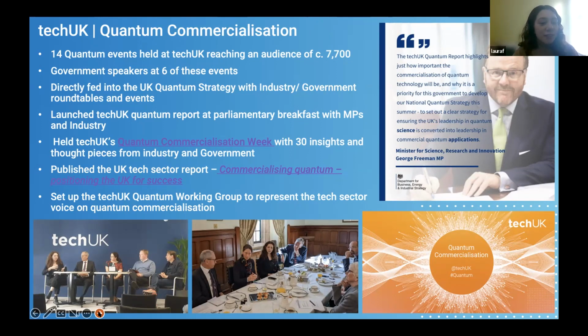We have directly fed into the UK quantum strategy with industry government roundtables, and we have also spoken at a parliamentary breakfast with MPs on what quantum commercialization could be. So if you see that bottom photo with the old-fashioned wood on the walls, I'm sat there next to Roger McKinley, who is the head of the National Quantum Technologies Programme, and there's a couple of industry leaders sat round. I can see someone from BT there and a couple of MPs on that photo as well. And then the one at the top is a quote from George Freeman, who was our Science and Innovation Minister.